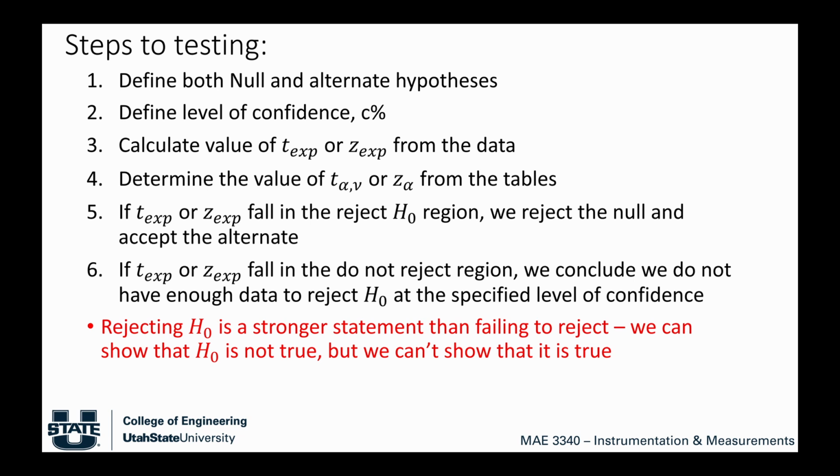Then we're going to calculate an experimental value from the data, using equations that we're familiar with, and then essentially we're comparing that to a bound that we're setting based on the T or Z tables. That's going to be determined by the number of samples. If we have greater than 30, then we're going to use the Z table. If we have less than 30, we're going to use the T table. And then we essentially just set that bound and see if our experimental value is inside or outside of that bound. And that tells us if we reject or do not reject the null hypothesis.